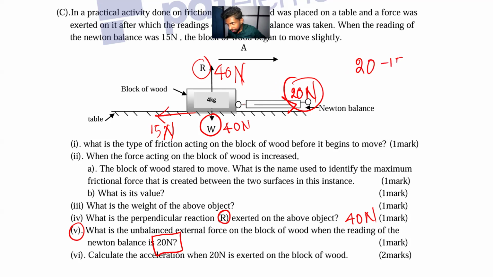20 minus 15. So what is the first one, Pulahal? 5 Newton. So the unbalanced force acting on the object is 5 Newton.